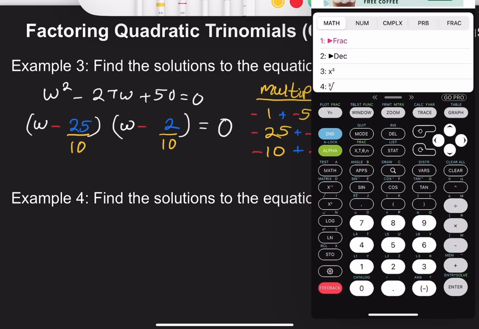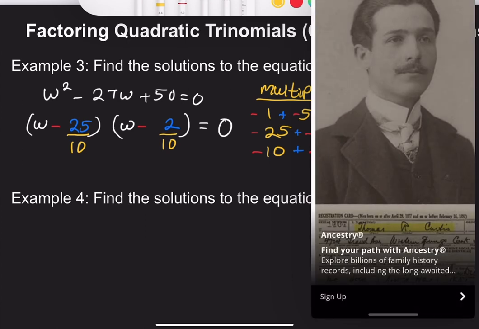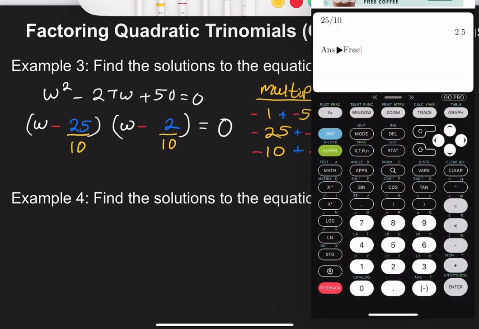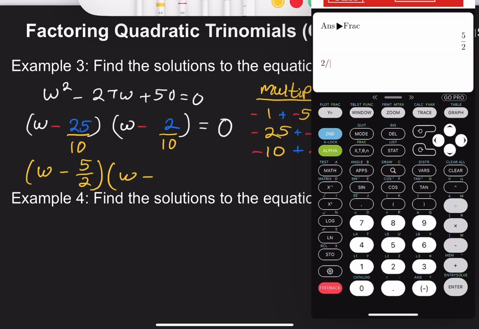You can go to math, convert that into a fraction. Oh, there's an add-on on this calculator. Wow, thank you. That's 5/2. So we have, in parentheses, w minus 5/2 times w minus, let's reduce 2 over 10. Math, reduce that. We have 1/5. w minus 1/5 equals 0.